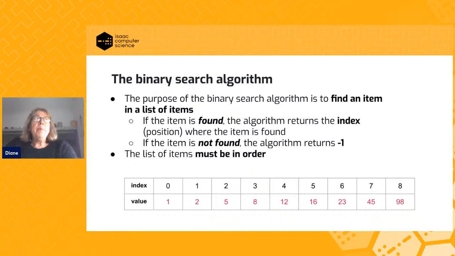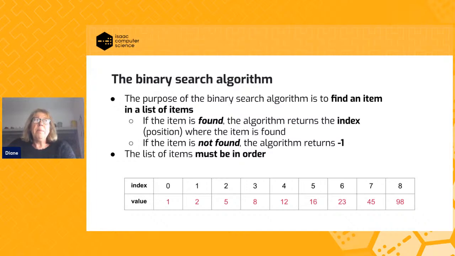Let's recap on the purpose of the algorithm. The purpose is to find something in a list of items. If the item is found, the algorithm is going to return the position of the item in the list. You may recall that if we look at a list or array of items, every slot is given an index. The slots start from 0, and in this example, we've got indexes 0 to 8. If we find the item in the list, it's going to return the index position where we found the item. And if the item is not found, the algorithm is going to return -1.